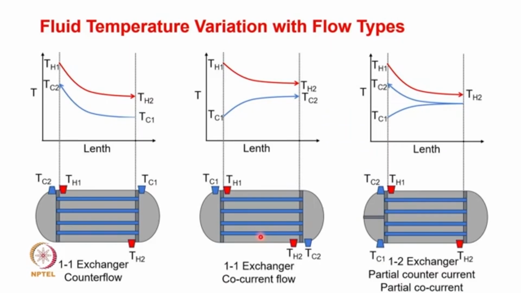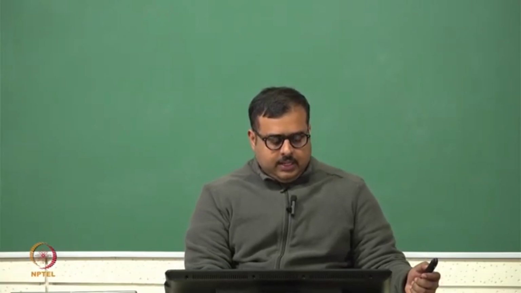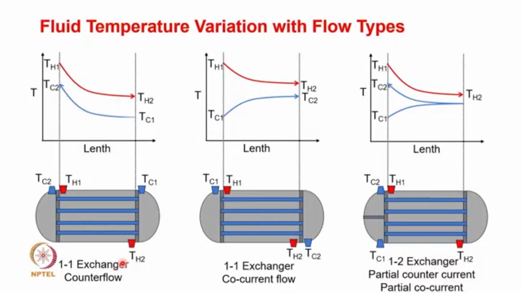Now we can see how the fluid temperature variation happens when we have different types of heat exchangers. Let's start with a heat exchanger which has counterflow. It is also written as 1-1, which essentially means that there is only one tube pass and one shell pass. Let's understand how the flow works here. The hot fluid comes in here, passes through and exits like this, and the cold fluid comes in this side, passes through like this and exits through this particular part of the heat exchanger.